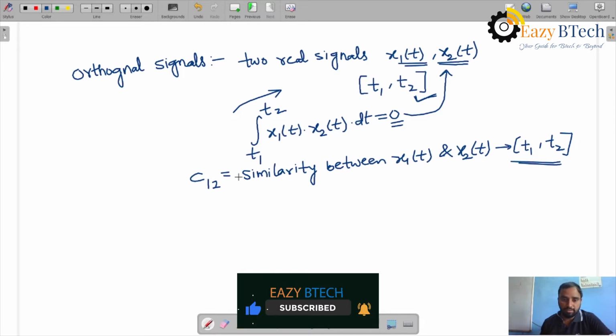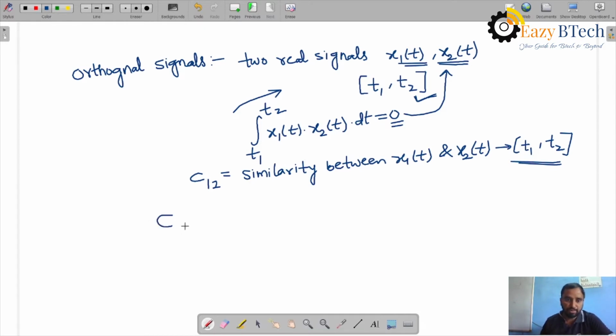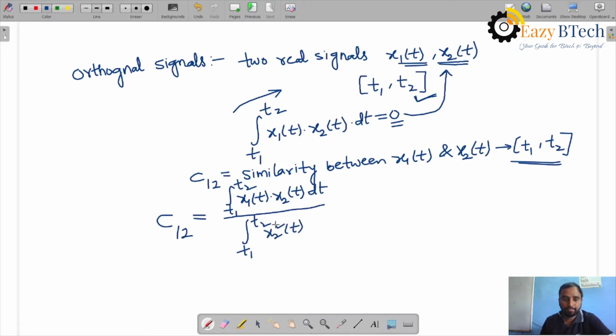So that is C12, and we derived the formula for it. What is the formula for C12? Integral t1 to t2 of x1 of t into x2 of t dt, divided by integral t1 to t2 of x2 square of t dt. This is the way of measuring similarity between two signals, and this is the formula we use.